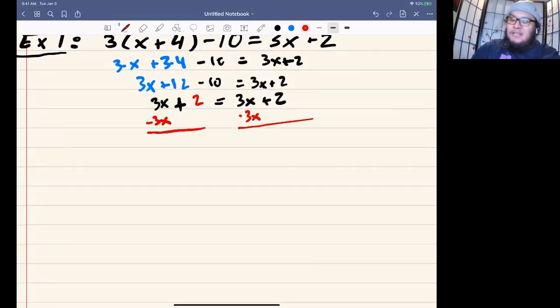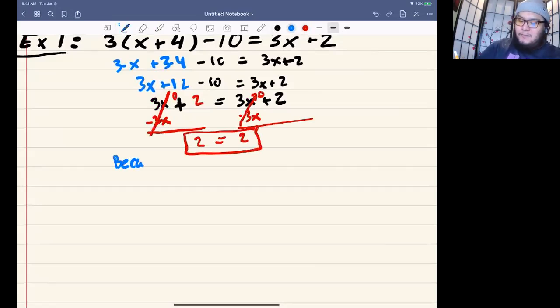And you're gonna notice here, this 3x cancels. We're gonna get 0 and 0, right? 0 plus 2 is 2. And the same thing's gonna happen over here. 0 and then plus 2 is 2. Notice here we get this as our answer. 2 is equal to 2. Is that a true statement? Well, yes, it is.